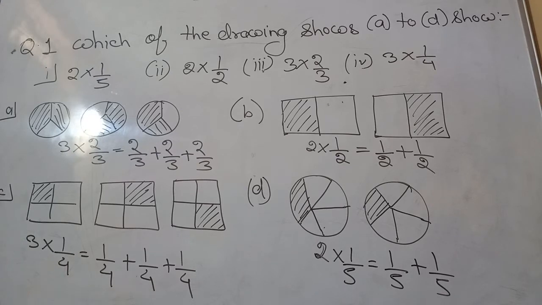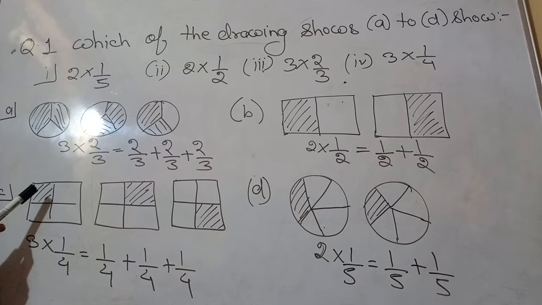Let me explain C also. See, how many drawings are there in total? Total 1, 2, 3 drawings are there. So that is the last option, the fourth one. And how many parts does one drawing have? 1, 2, 3 and 4 parts. Out of those 4 parts, how many parts are shaded? Only one part is shaded.